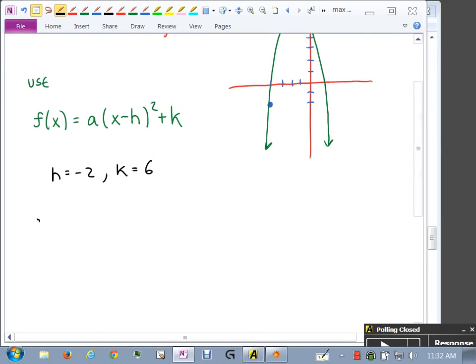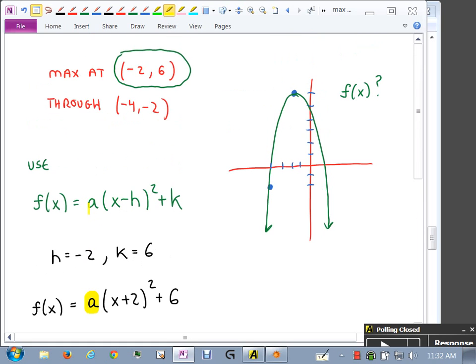So let me rewrite this. f of x equals, I don't know what a is, except that it's negative. And then I write what? x minus -2. x plus 2. Oh, I should put an x. x plus 2, and then squared. And then plus k, so plus 6. So this is the function that draws this. There's one piece of information I do not know, right? And that's a. I still don't know what it is, other than, like what's been pointed out, we know it should be negative.